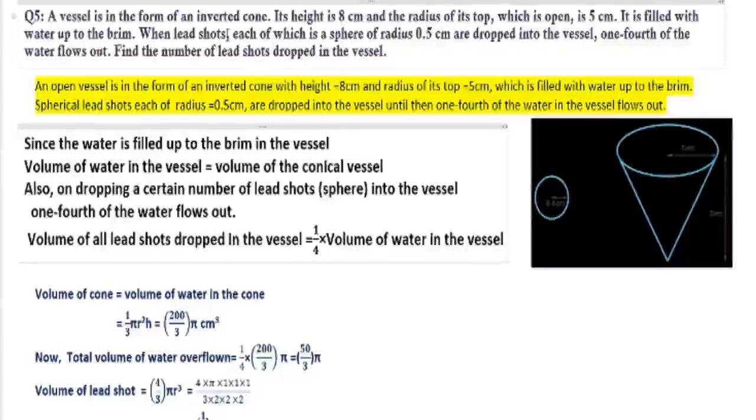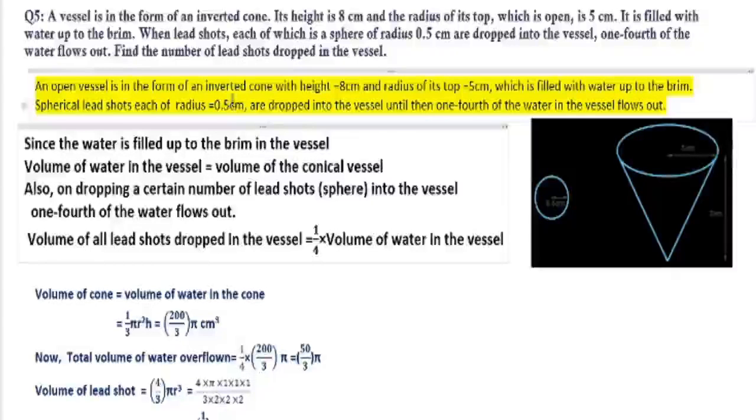When lead shots, each of which is a sphere of radius 0.5 cm, are dropped into the vessel, 1/4 of the water flows out. Find the number of lead shots dropped in the vessel. So here we are given an open vessel. It is in the shape of a cone, and it is filled with water up to the brim. That means the volume of water is equal to the volume of the conical vessel.